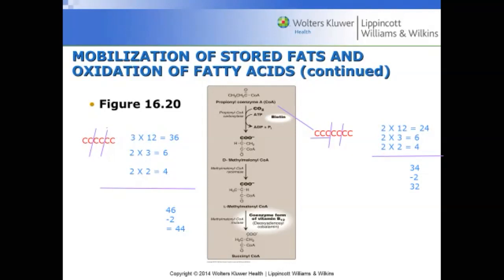بس الآن ضل عندنا هذا المولكيول اللي هو بروبيونيل كو اي which can be oxidized actually in order to produce some energy, okay? And this will be conducted as the following. The propionyl CoA will be converted to D-methyl malonyl CoA by propionyl CoA carboxylase، معناها بتصير carboxylation.